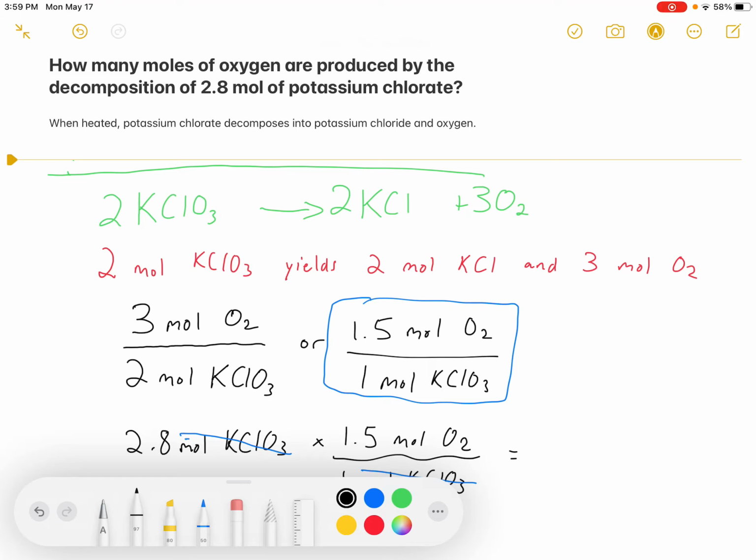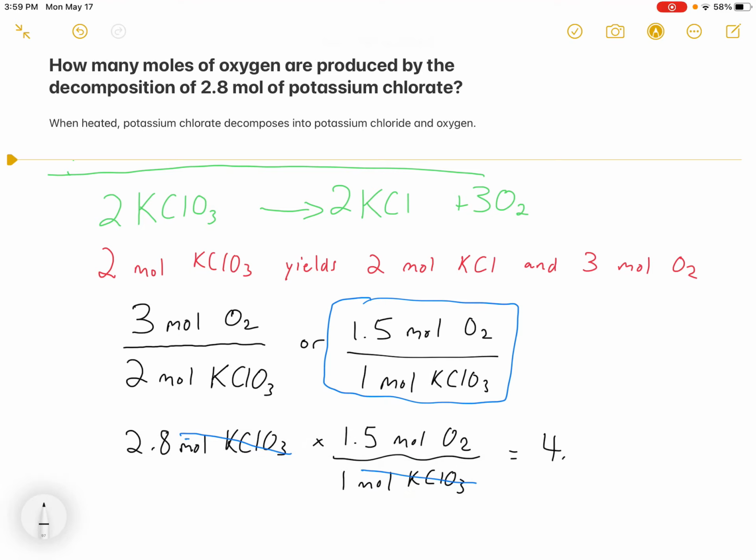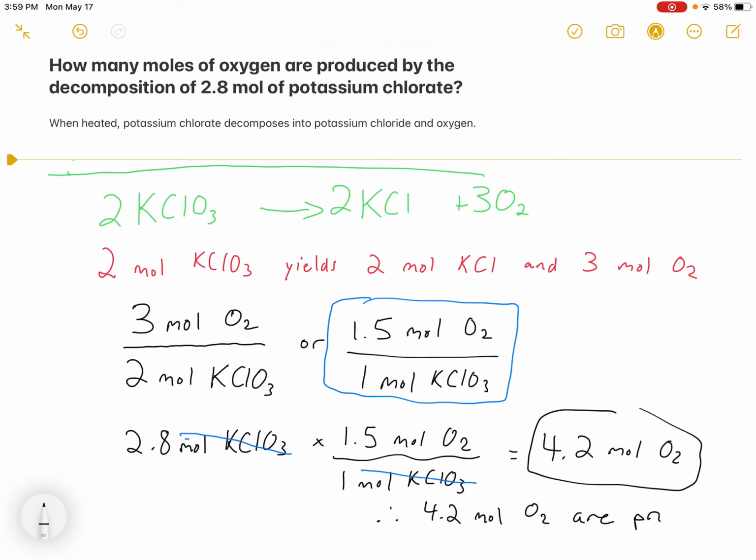So in the end, 2.8 moles of potassium chlorate, when we multiply this together, we're going to get 4.2 moles of oxygen. And then we can just say, therefore, 4.2 moles of oxygen are produced.